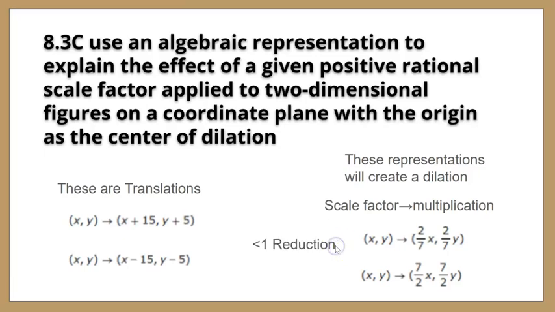So when our scale factor, or the number we're multiplying our x and y by, is less than 1, so 2/7 is less than 1, we're going to have a reduction. If it's greater than 1, like this one, so our numerator is larger than our denominator, we're going to have an enlargement. When that scale factor is greater than 1, we get that enlargement. Let's take a look at a problem.